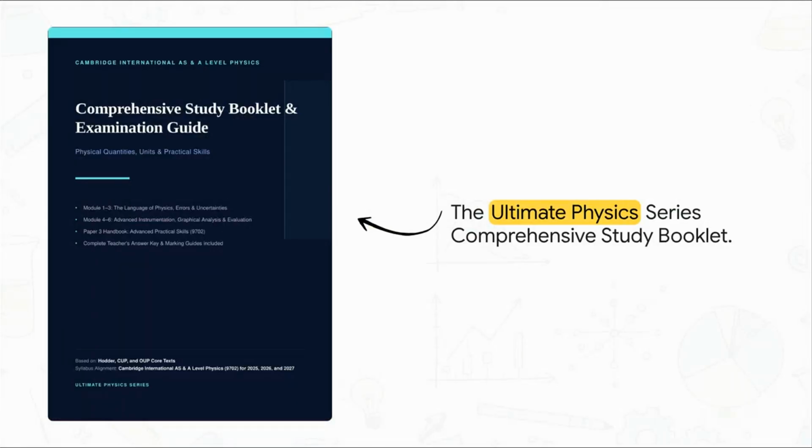To answer that, we're diving into this incredible source material, the official Cambridge International AS and A-Level Physics Comprehensive Study Booklet. Honestly, it's essentially the ultimate rulebook for advanced practical skills. It gives us the exact rules of the game for proving physical relationships in the lab, and we're going to break down its biggest secrets today.